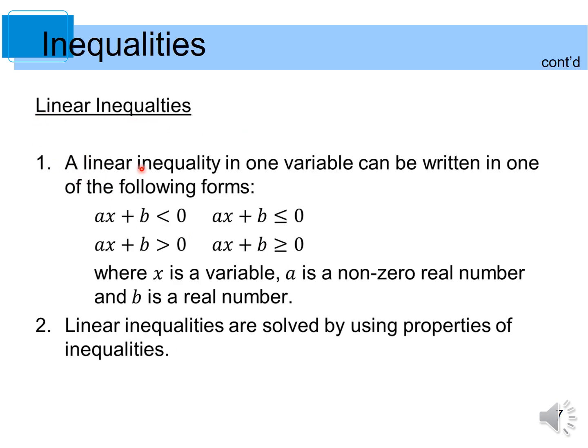Linear inequalities. A linear inequality in one variable can be written in one of the following forms. We have 4 types of this inequality: less than, greater than, less than or equal, and greater than or equal. And why do we say this is a linear inequality? Because the order of x is 1, where x is a variable, a is a non-zero real number, and b is a real number. Linear inequalities are solved by using properties of inequality.